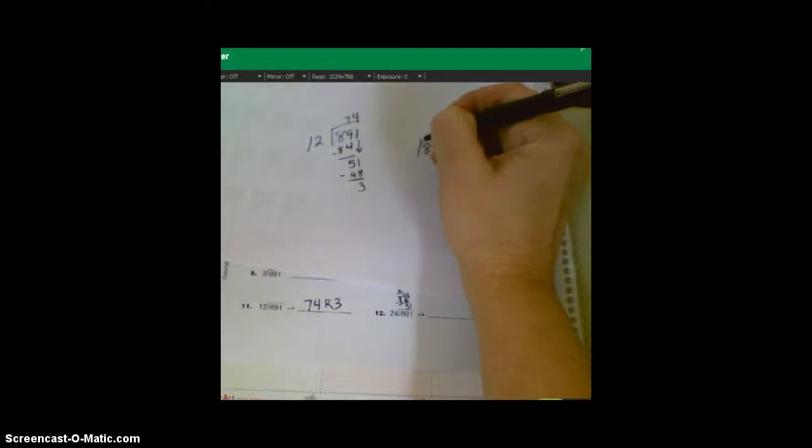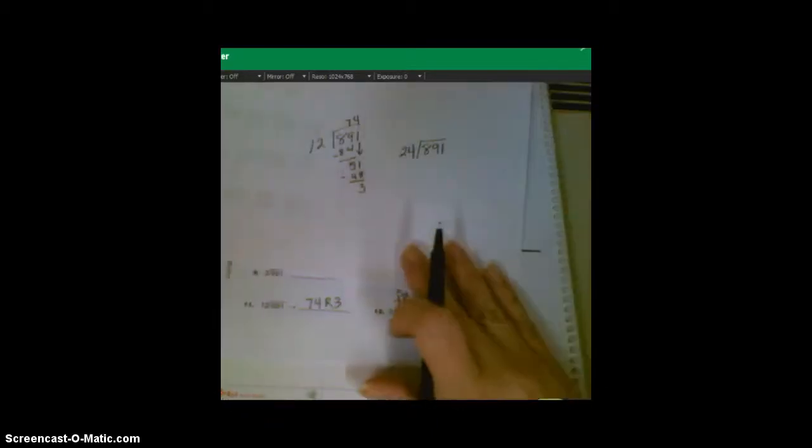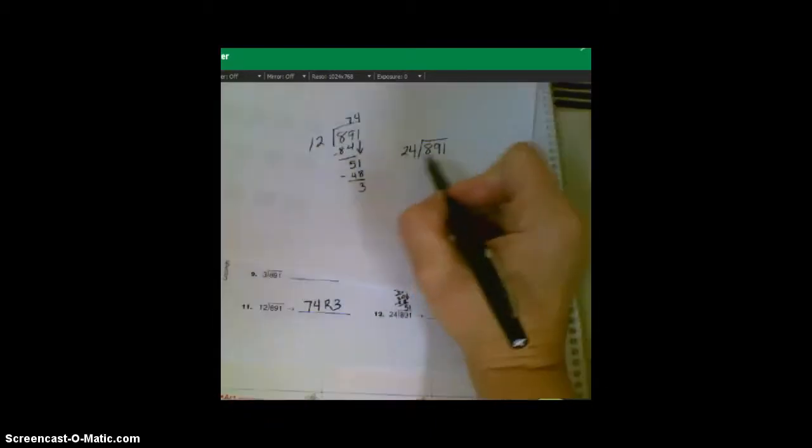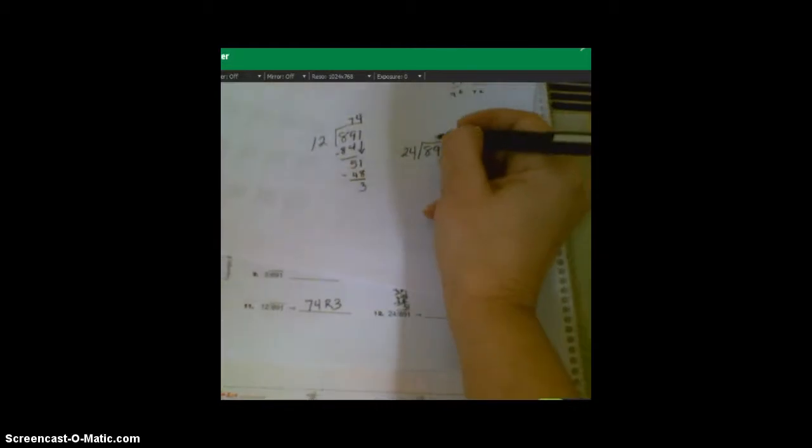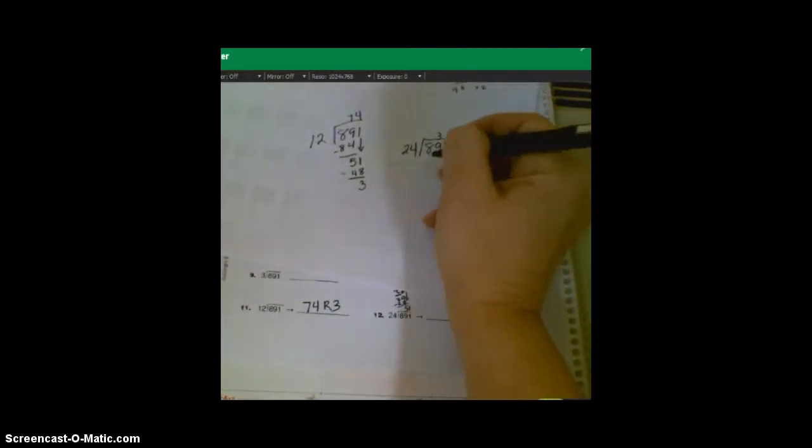891 divided by 24. 5th graders, make sure you always turn in your work when you're doing long division and things like that. Otherwise, we don't know whether you're using a calculator. And you know, I'll make you redo it if I think it's a calculator. So always show your work. 24, 48, 60. Let's see. All right, let's go with 24 times 3, which equals 72. Subtract.